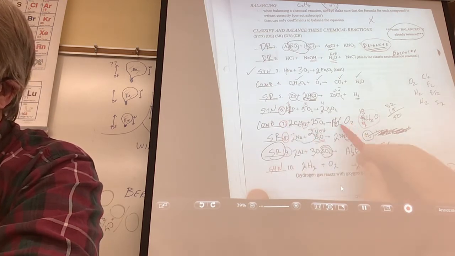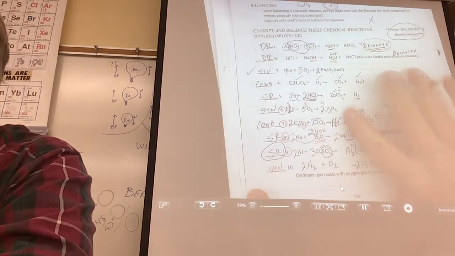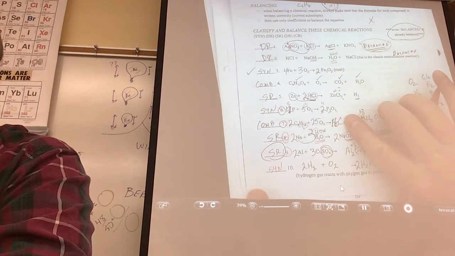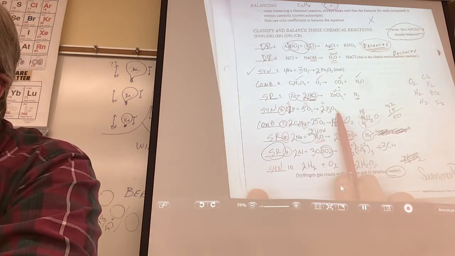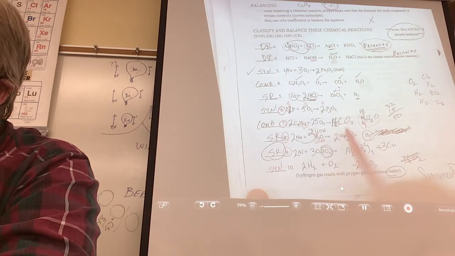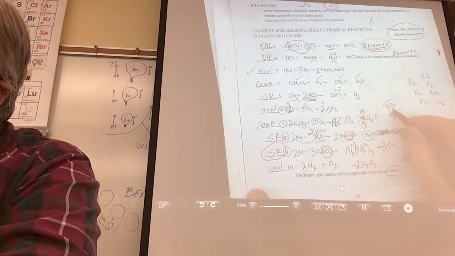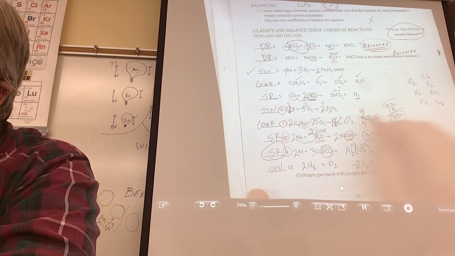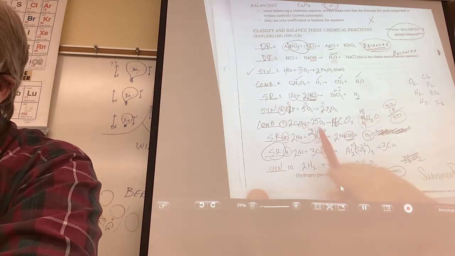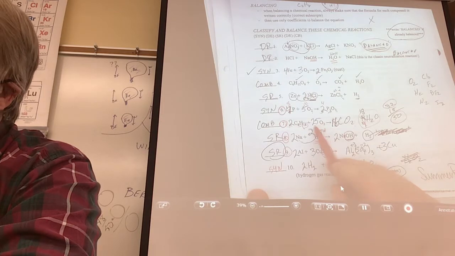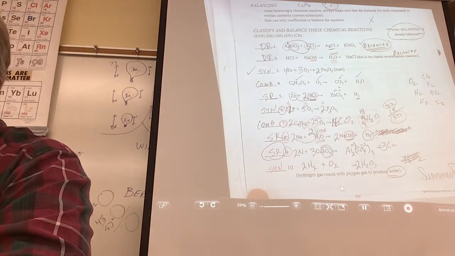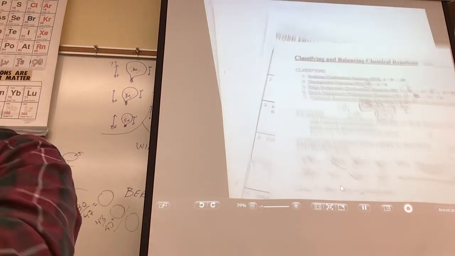16 carbons. And by the way, do you know carbon dioxide is C1O2? Does everybody know that? So how many carbons do I have there? 16. How many oxygens do I have? 32. So I have 32 oxygens here, 18 times 1. I have 50 oxygens on the right-hand side. How am I going to get 50 oxygens over here? Put a 25 right there. Okay.